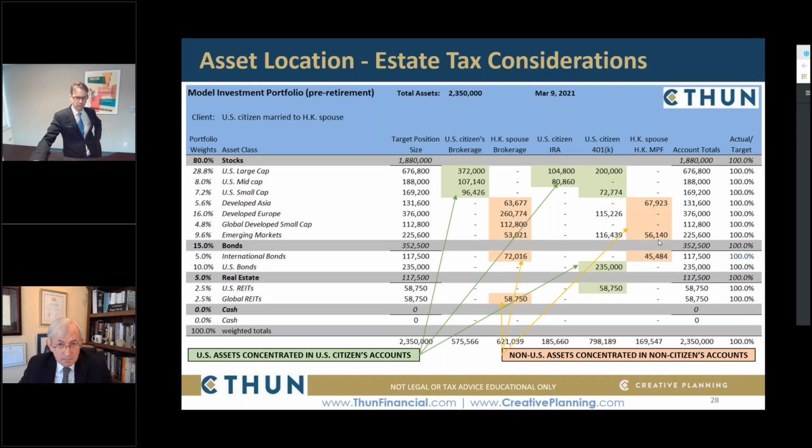In the Hong Kong spouse's account, we would likely use UCITS or other non-US collective investment vehicles to allow them to make their investments. So that's, I think, a very cross-border specific way of looking at how we locate assets in particular accounts in order to get the best overall effect while not introducing new problems such as US estate tax into a family's affairs.